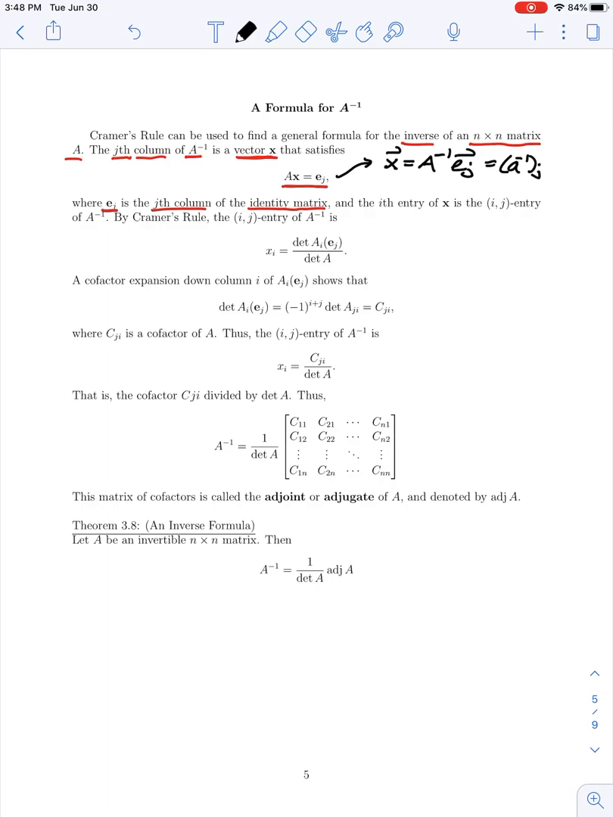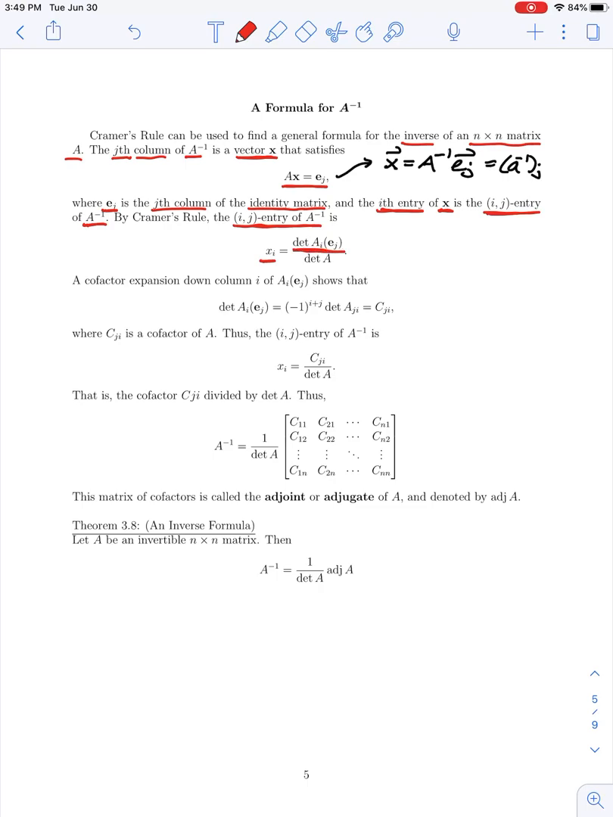Now, the ith entry of this vector x would be the ij entry of A inverse. So the ith entry in the jth column would be the ij entry of A inverse. But by Cramer's rule, the ij entry of A inverse would be given by x sub i, the ratio of the determinant of A sub i of Ej.